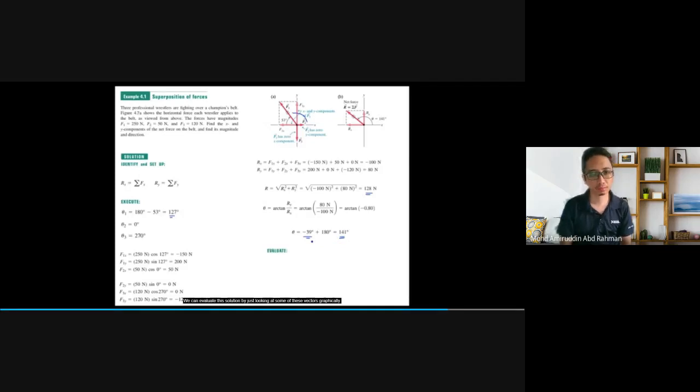We can evaluate this solution by looking at the sum of these vectors graphically. I can do that briefly by taking F2 and displacing it so it starts at the head of F1. It will come out like this. Then I can add F3 to that one, which brings me straight back. So I can see graphically that, indeed, my resultant vector lies in the second quadrant as expected. This ends example 4.1.